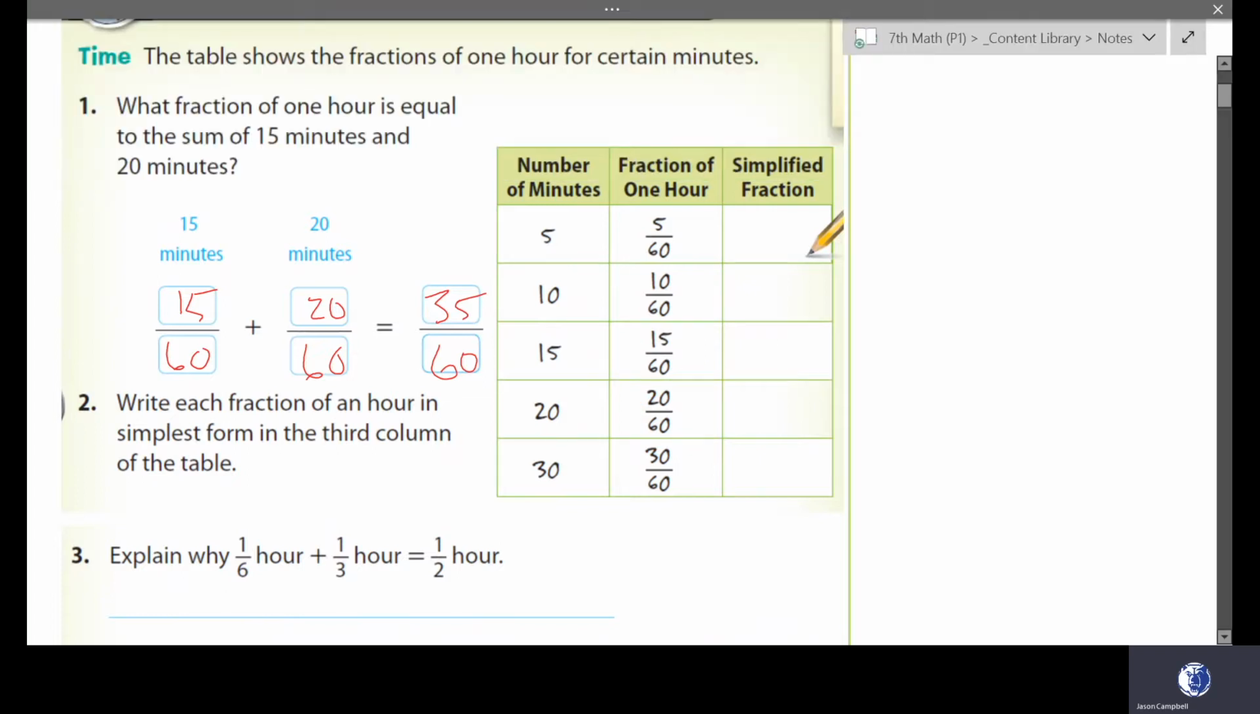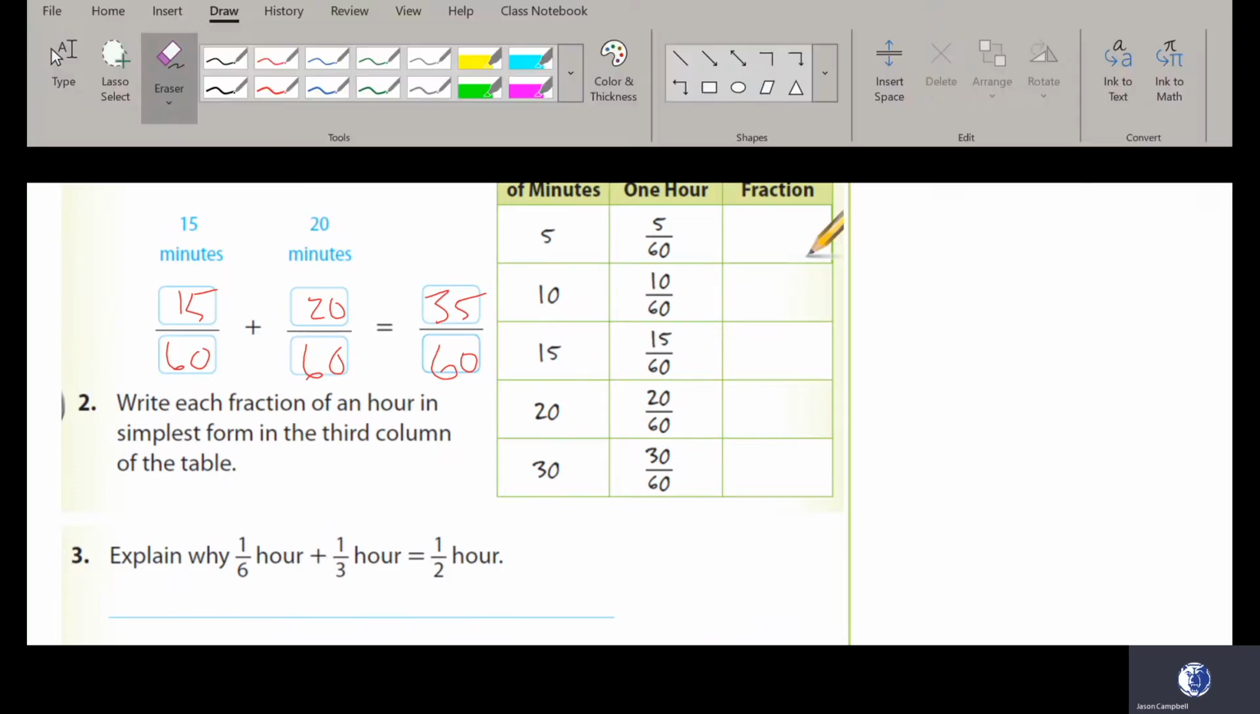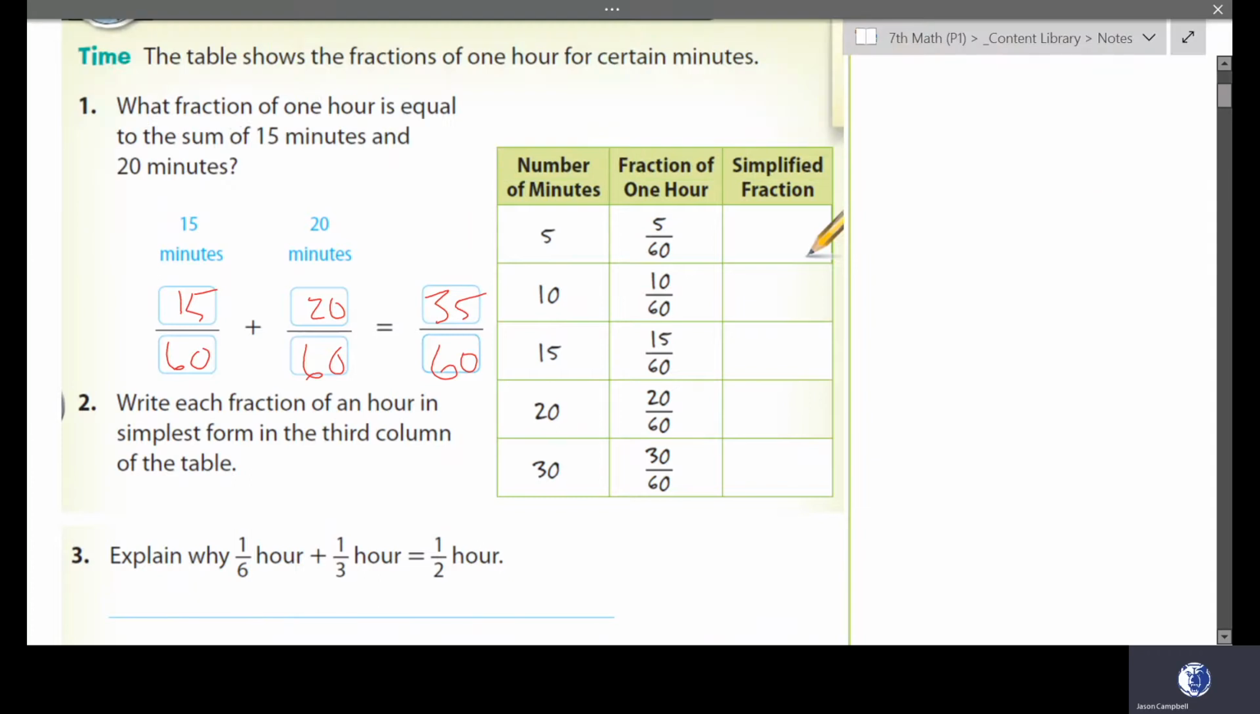Now, there is a third column in this chart to simplify the fractions. If I simplify 5 over 60, 5 goes into itself 1 time, and 5 goes into 60 12 times. 10 out of 60 is the same as 1 over 6. All you gotta do is chop off the zeros or divide the numerator and denominator by 10.